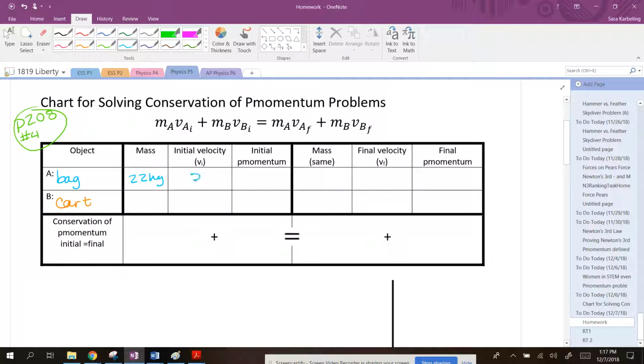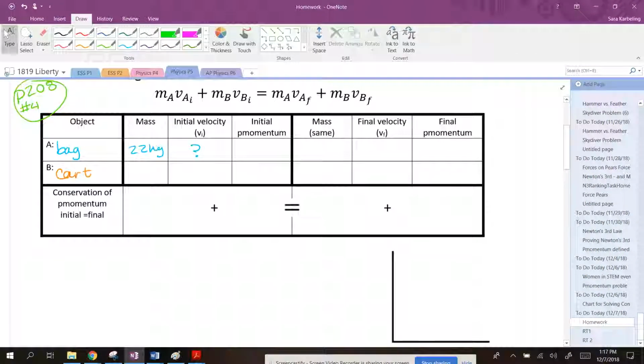So the initial velocity, this one's a little bit different than the ones we've done before because the question mark comes really early on. So there's the question mark. So our initial momentum here is just going to be 22 kilograms times VA sub I, the initial velocity for object A. Again, as I said yesterday, if you want to call this B and C for bag and cart, that's cool with me. I'm just going to go with the letters that we have up here just to stay consistent.